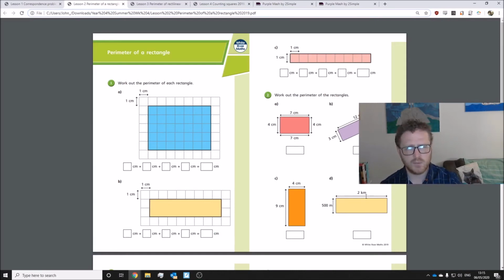This one here, for example, is 2 kilometers long and 500 meters wide. Now, be really careful with this one, because you can't just go, well, there's 2 and 2 and 500 and 500, because you can see straight away this 500 is smaller than this 2 for some reason. You need to convert 500 meters to kilometers. So be really careful with this question here.